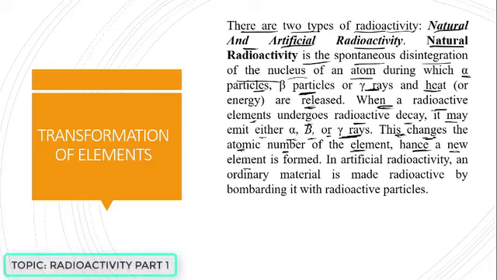Hence, a new element is formed. Remember, what gives nomenclature to an element is a result of the atomic number and the mass number of that element. If this is altered, a new element is formed. So we say it has been modified beyond recognition. On the other hand, in artificial radioactivity, an ordinary material is made radioactive by artificial processes such as bombarding it with radioactive particles.